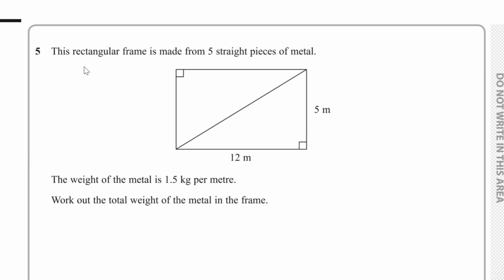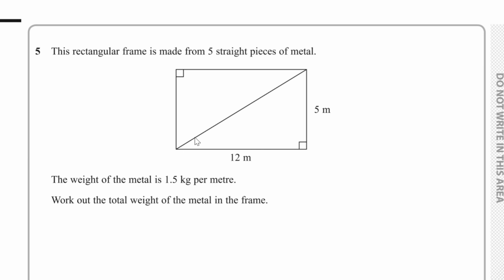Question number 5. This rectangular frame is made from 5 straight pieces of metal. The weight of the metal is 1.5 kilograms per meter. We have to work out the total weight of the metal in the frame. Well, if we take a look at the rectangular frame, you can see here we've got 12 meters, here we've got 5 meters.